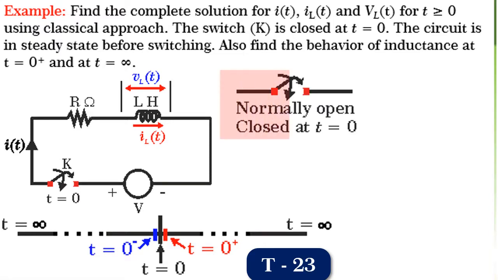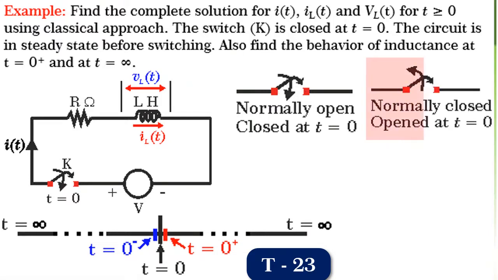Next, consider a switch symbol. This is a normally open switch. When we say that it is closed at t equal to 0, it has two meanings. One, at t equal to 0 minus, the switch is open and it is open for an infinite time before closing. Another, at t equal to 0 plus, it is closed and remains closed for infinite time unless otherwise it is operated again.